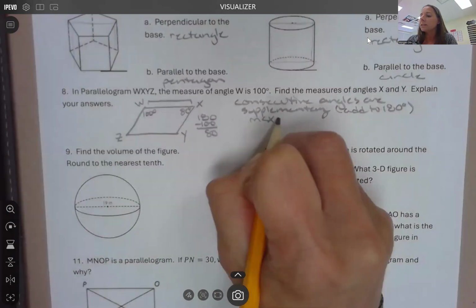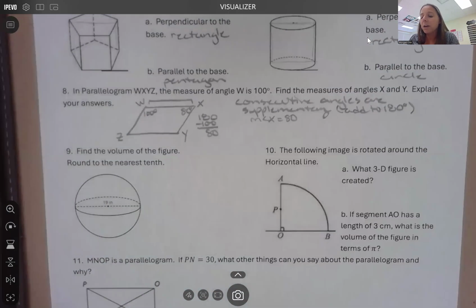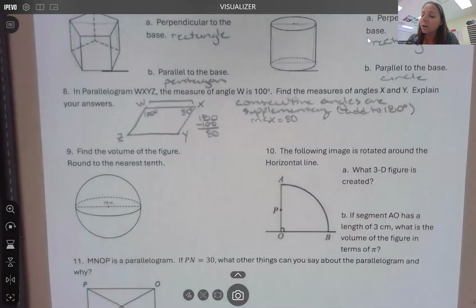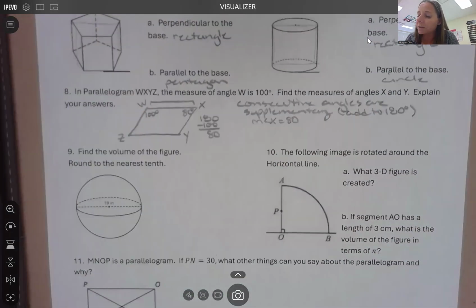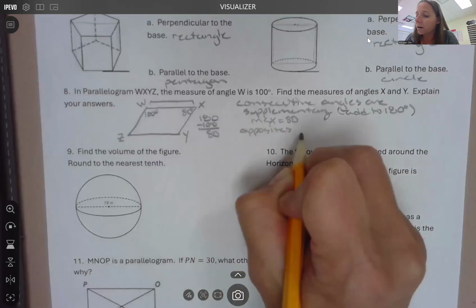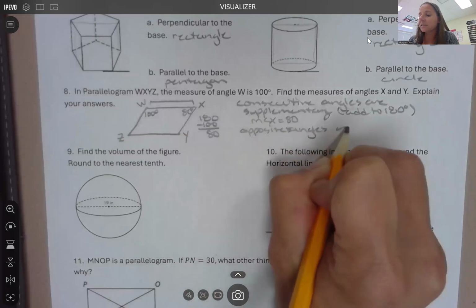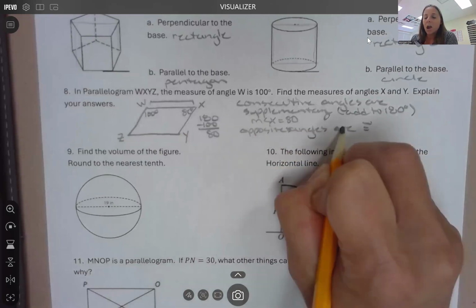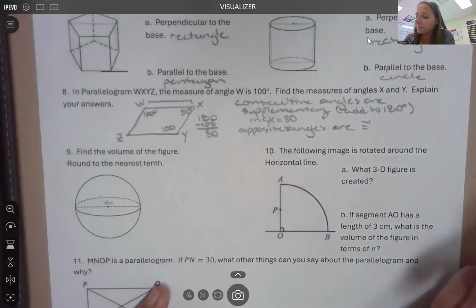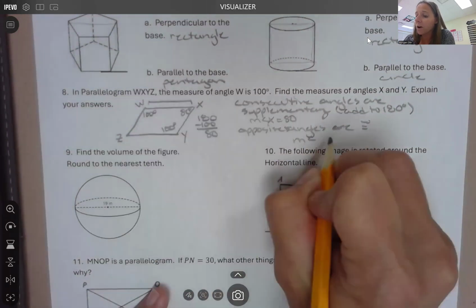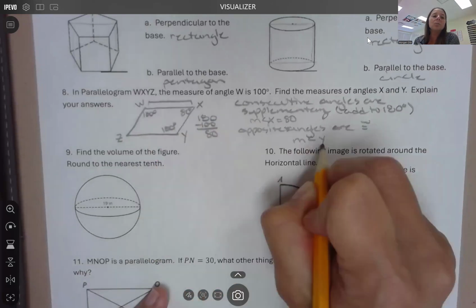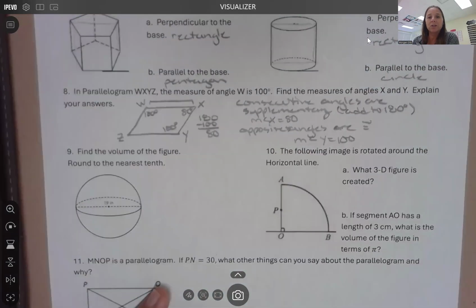All right, let's talk about angle Y. Well, here we could use the same thing. Consecutive angles are supplementary, so we can use that. Or we can do it like this. In a parallelogram, opposite angles are congruent. That's the symbol for congruent because I don't like spelling it out. So therefore, angle Y is 100 degrees as well, as angle W, because they're across from one another, they're equal to one another. So make sure you know your properties of parallelograms. We're going to get back to it in just a second.